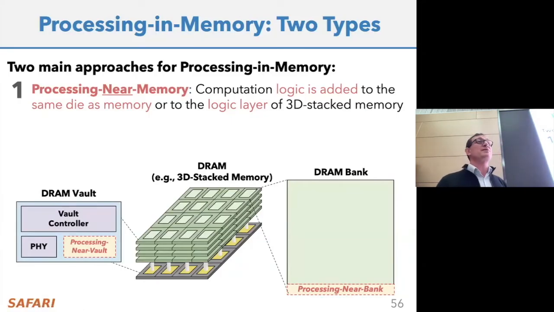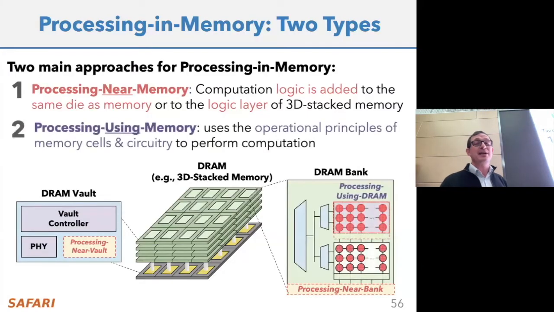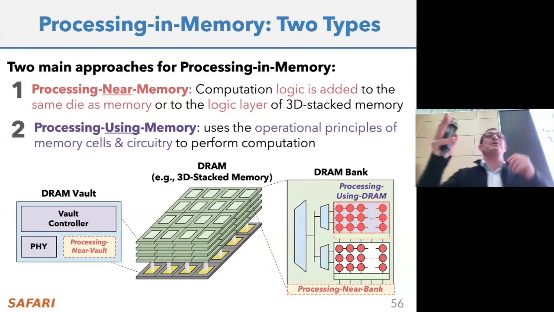The other type of approach is fundamentally different, which is longer term. It's harder to achieve, but it should also be done: processing using memory. Processing using memory says you have logic, you have memory, but forget about logic today. We have memory, and memory itself can function as logic. Essentially, you can use the operational principles of memory cells and circuitry to perform computation.